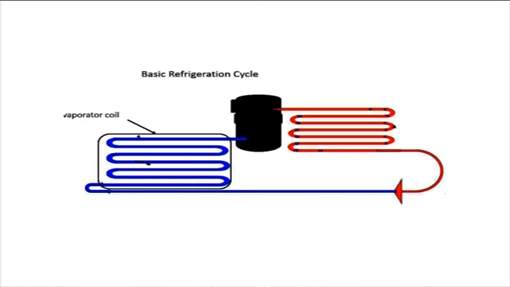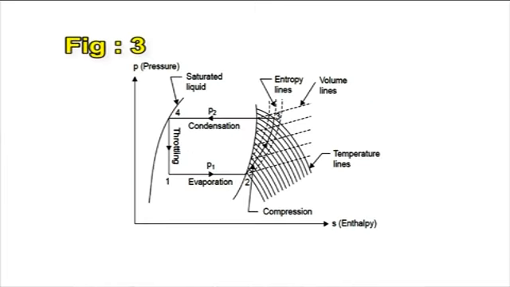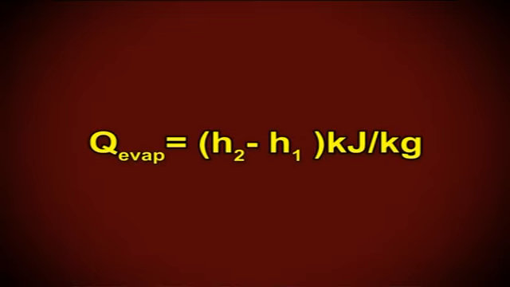Refrigerating effect. Refrigerating effect is the amount of heat absorbed by the refrigerant in its travel through the evaporator. In Figure 3, this effect is represented by the expression Q_evap = (h2 - h1) kJ/kg. In addition to the latent heat of vaporization, it may include any heat of superheat absorbed in the evaporator.